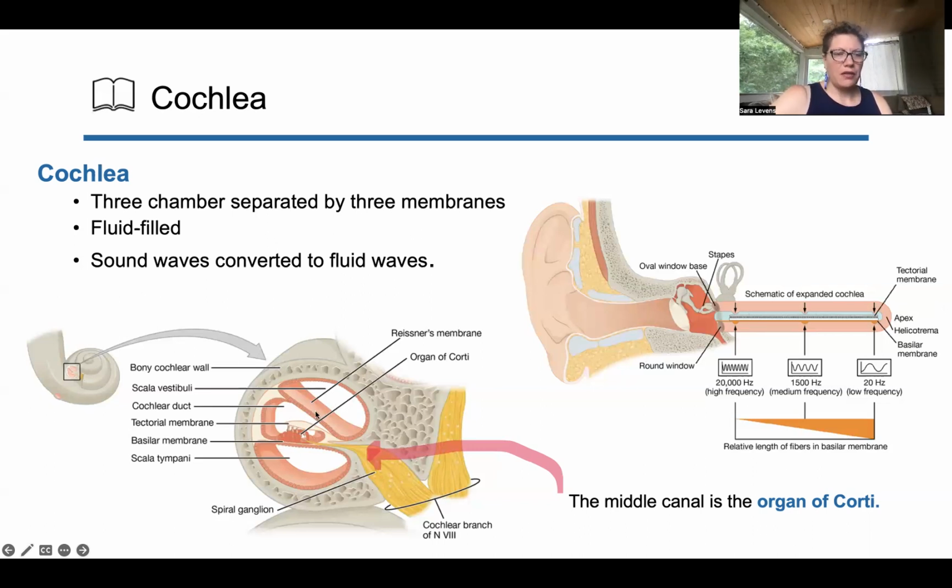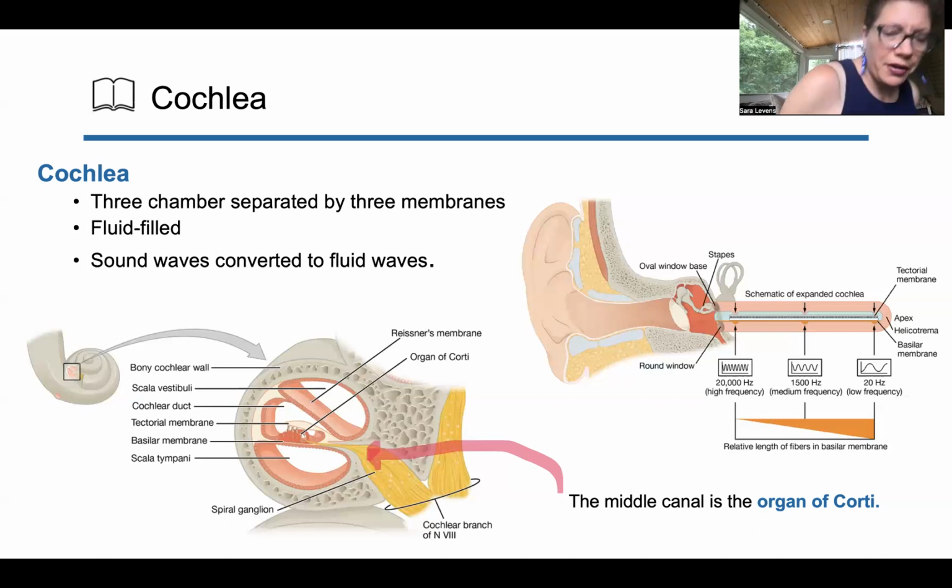All right, so in our cochlea, we have these three chambers separated by these three membranes. They are filled with fluid, and the sound waves, by vibrating the tympanic membrane and hitting the oval window, turn into fluid waves, since inside there's not air. That's really important for the sound compression, because it takes more to travel for these vibrations to travel through fluid than through air.